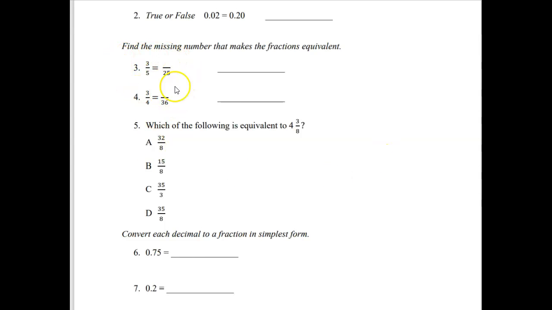Okay, let's look at this. Do you remember how to do these? Rewind the video if you don't. So find the missing number that makes the fractions equivalent. So remember, we have to ask ourselves, 5 times what equals 25?